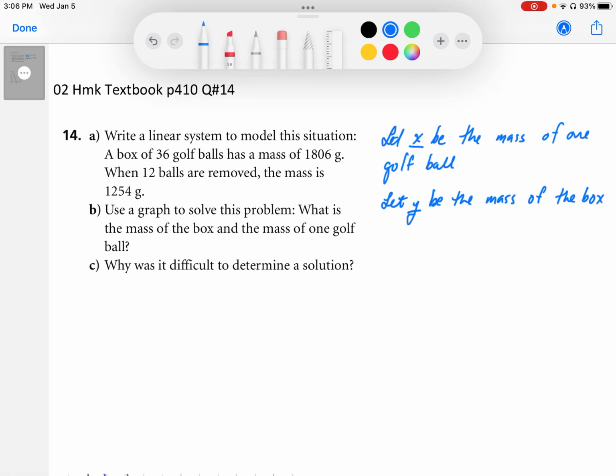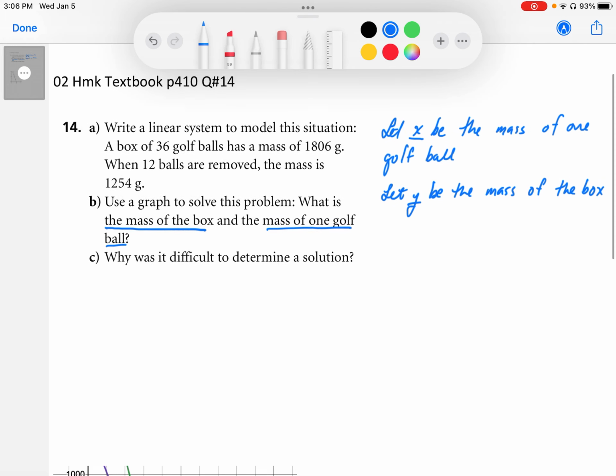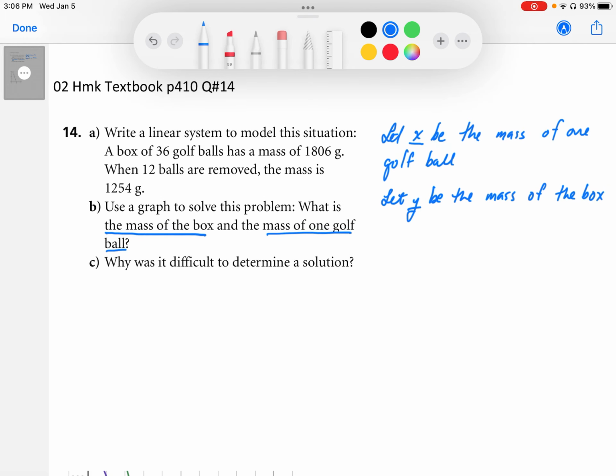Looking at B, it says, use the graph to solve the problem. What's the mass of the box, and what is the mass of one golf ball? So we're going to let those be our unknowns. I'm going to let x be the mass of one golf ball and y be the mass of the box.